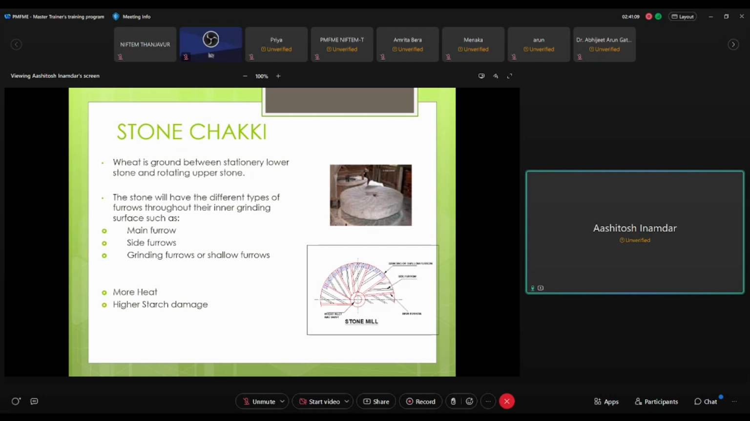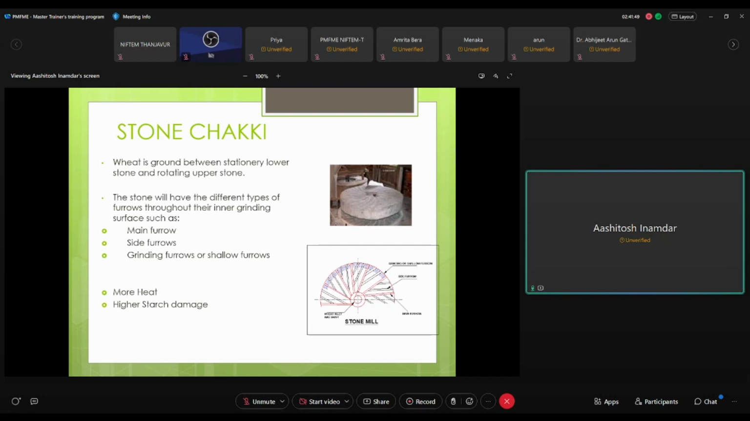Among the two stones, one stone is always stationary, and the other is rotating. Mostly the top stone rotates, and the gap adjustment between the stones is done from the upper stone. Most stone chakkis have the top stone movable. The stone gap helps in choosing what fineness you want. If the gap is less, you will get finer flour, whatever grain you are grinding there, and vice versa.